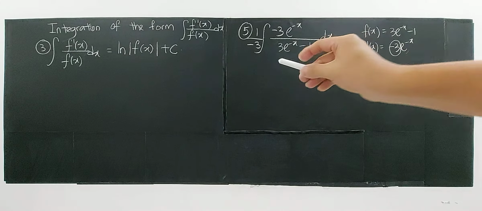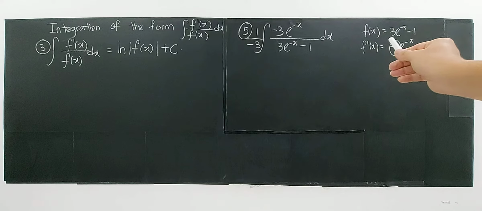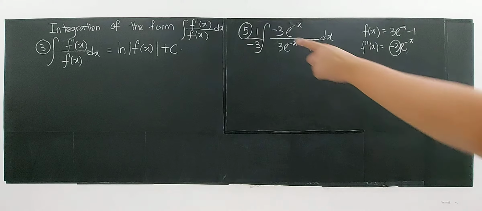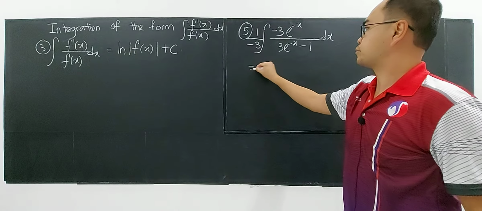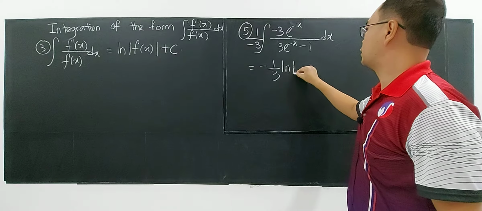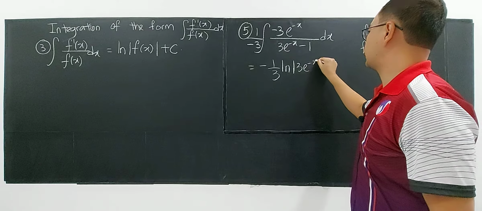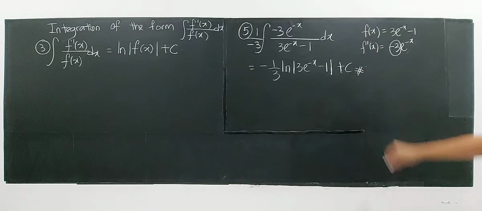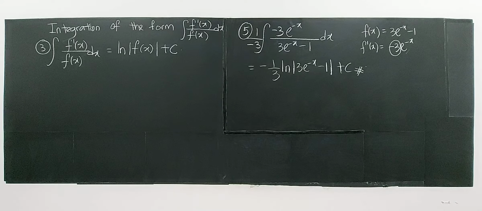So now you can see that this is your f(x), and this is your f prime x. So I can apply that formula and get negative 1 over 3 ln modulus of 3e^(-x) minus 1 plus c. Alright, so that's the way we apply that formula.